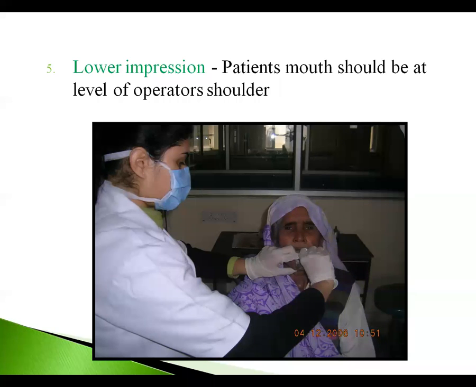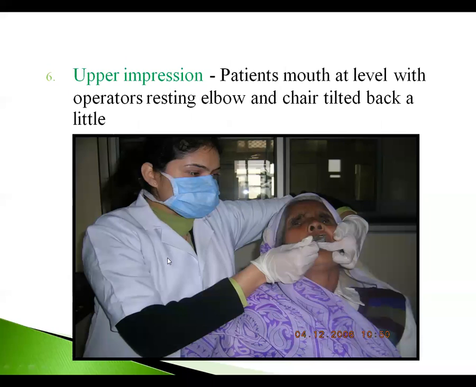For lower impression, the patient's mouth should be at the level of the operator's shoulder. You can see in this picture the patient's mouth at the level of the operator's shoulder. Then for upper impression, the patient's mouth should be at the level of the operator's resting elbow, with the chair tilted back a little.